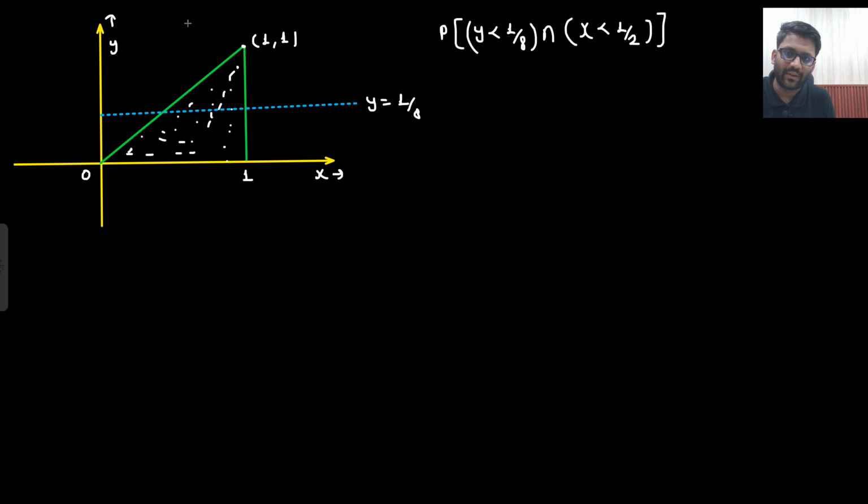Let's just say this is your 1 by 2, although it will be right in the middle, so let's call this 1 by 2. So x is equal to 1 by 2. So what they are saying, y should be less than 1 by 8, that means this particular region, and x should be less than 1 by 2, that means this particular region. And in these regions, which will be the matter of concern? Only this much part will be the matter of concern. Are you able to understand this point? Did you understand this point or not?